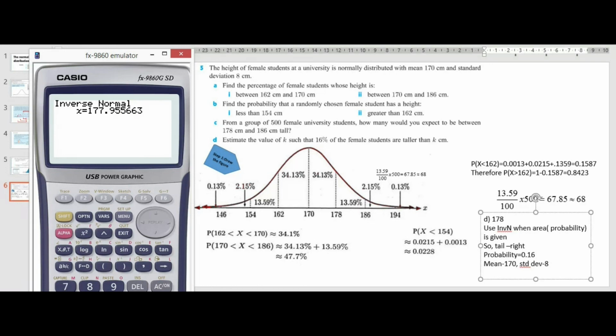I said I'll give you two tips. The two tips are, if the area has to be calculated, go for normal distribution in CD. If the area is already given to you and you have to calculate the height or length or age, then you need to go in for the inverse function.